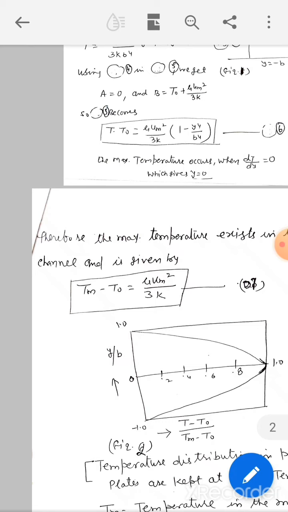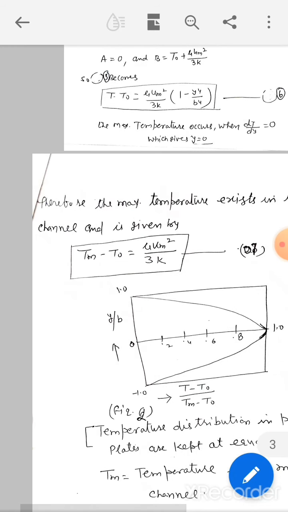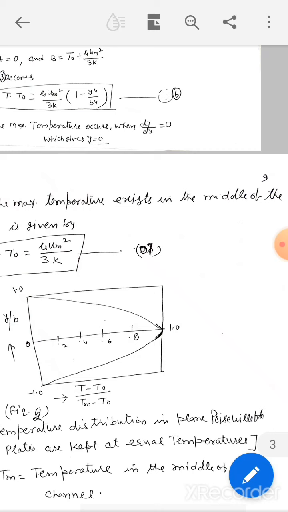This equation gives the temperature distribution. In figure 2, we have shown in the x direction the ratio T minus T0 upon Tm minus T0, and in the y direction the ratio y upon b. In the diagram, it is clear that the temperature is maximum in the middle and then decreases downward. This is the distance between the lower plate and the upper plate. So this is the temperature distribution in plane Poiseuille flow when the plates are kept at equal temperature. Here Tm is the temperature in the middle of the channel. So in plane Poiseuille flow, the temperature is given by Tm minus T0 is equal to mu Um square upon 3 kappa, where kappa is the thermal conductivity.